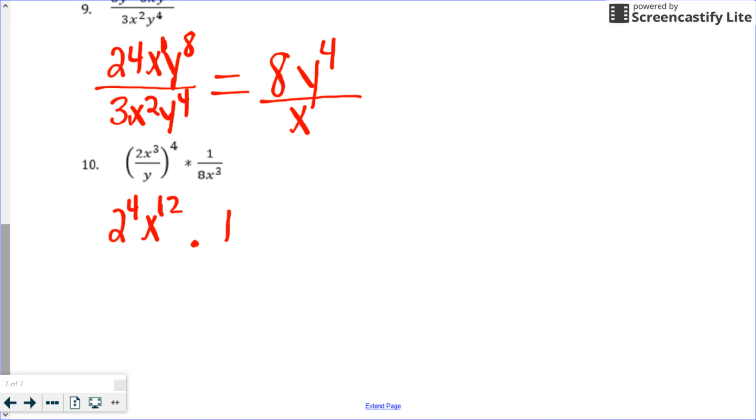Over here I've got a 1 on top. I just have y. Don't forget, that's y to the 1. Don't forget to raise it to that 4. 1 times 4 would be 4. And then 8x cubed on bottom.